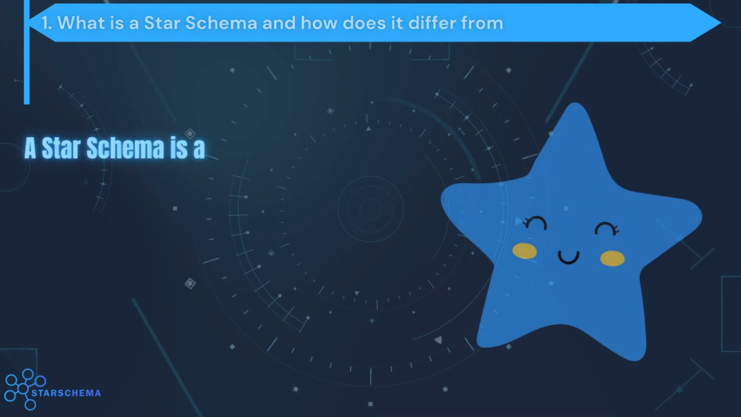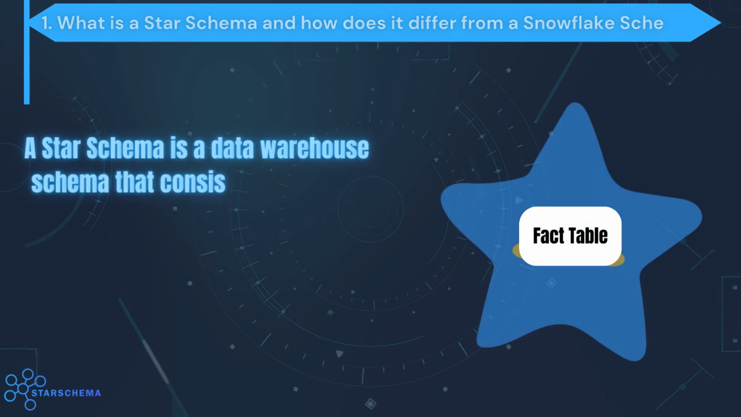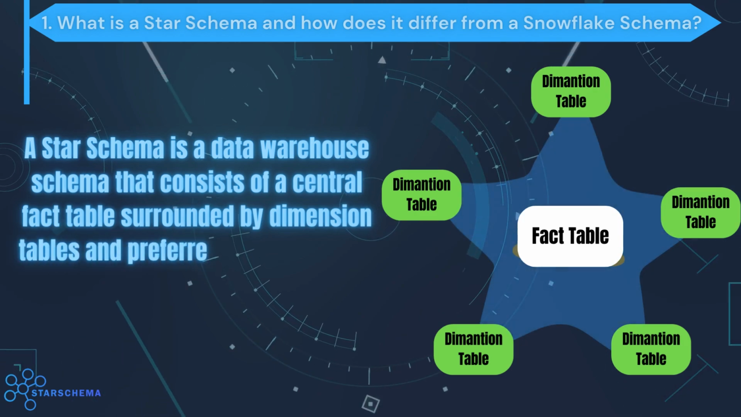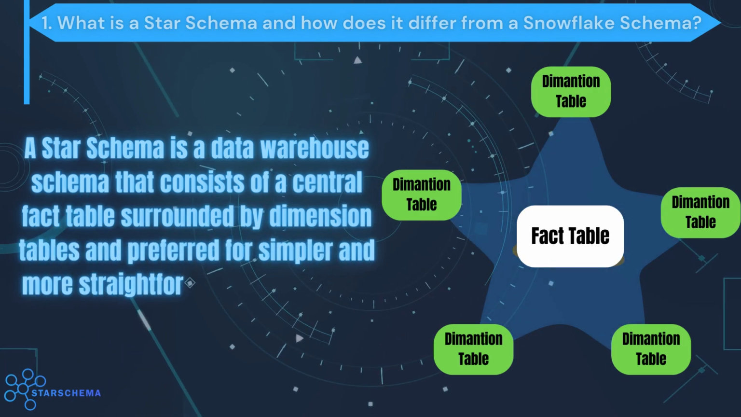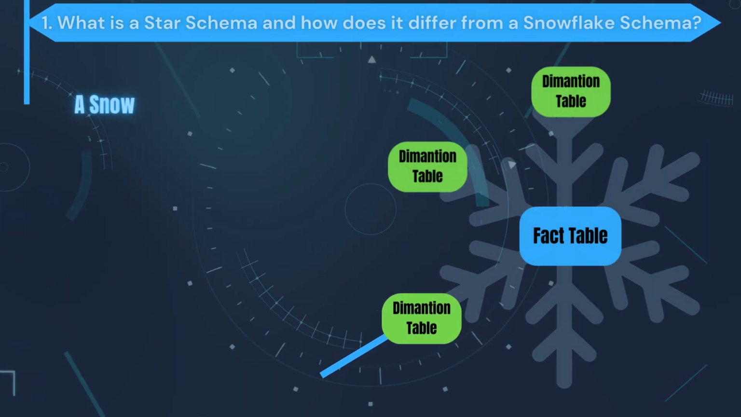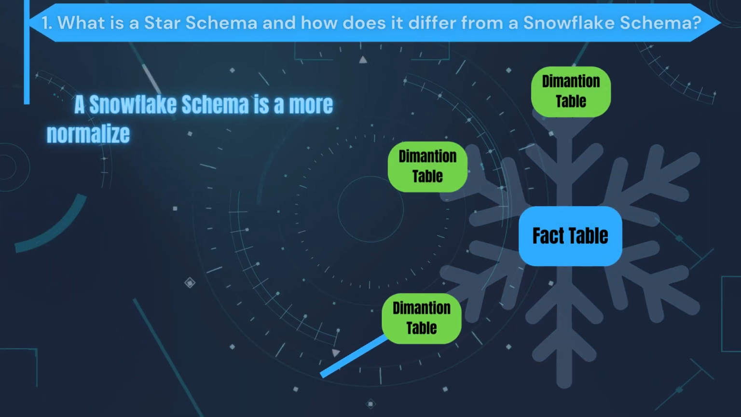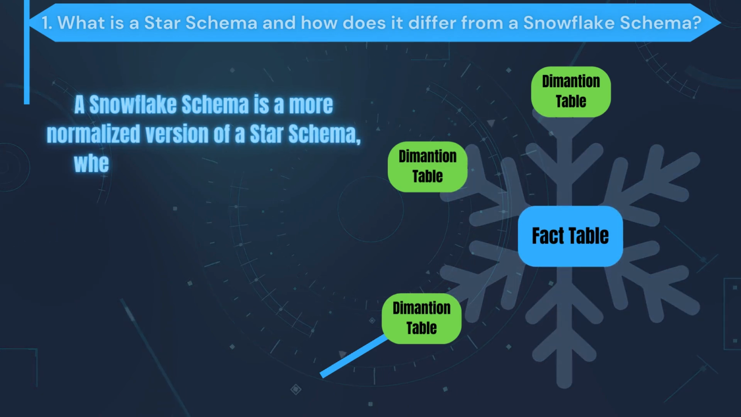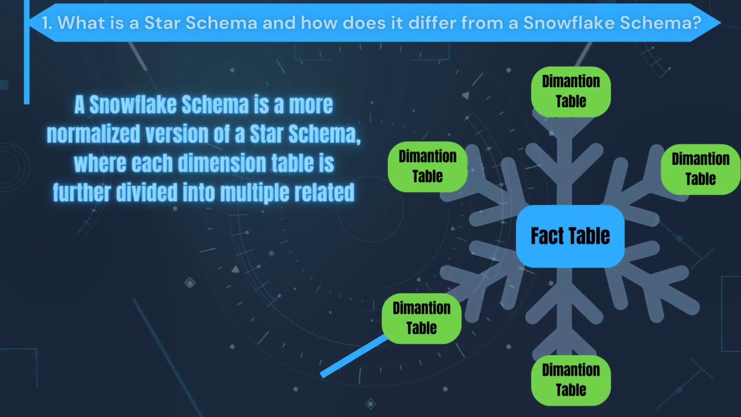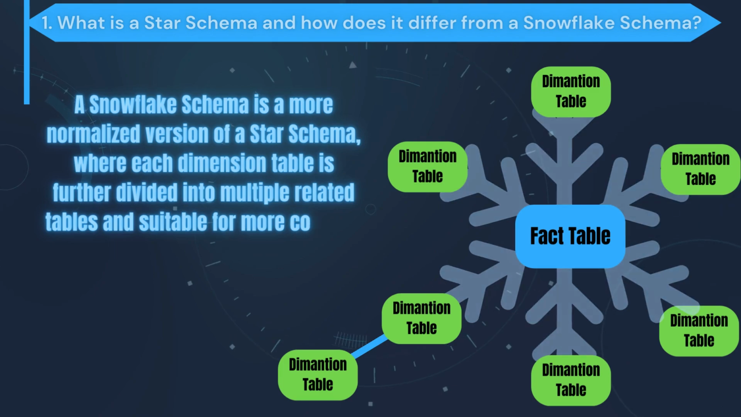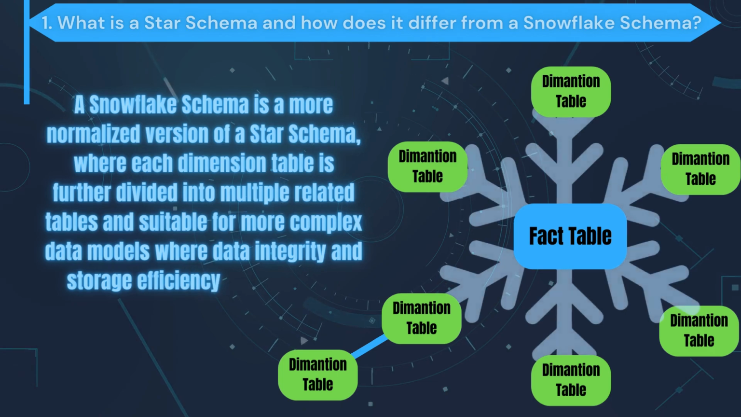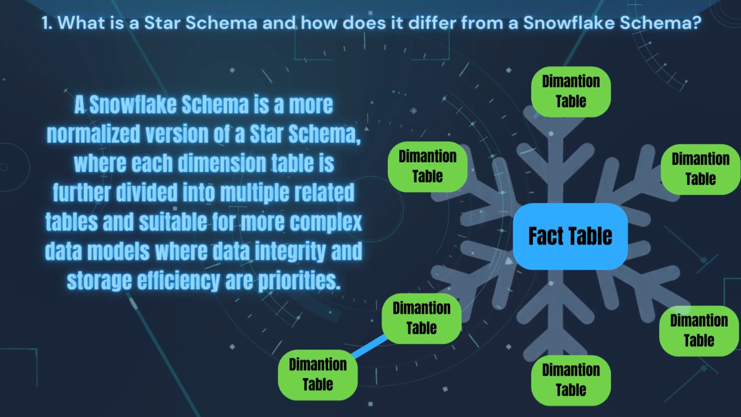A star schema is a data warehouse schema that consists of a central fact table surrounded by dimension tables and preferred for simpler and more straightforward reporting and analysis needs. A Snowflake schema is a more normalized version of a star schema, where each dimension table is further divided into multiple related tables and suitable for more complex data models where data integrity and storage efficiency are priorities.